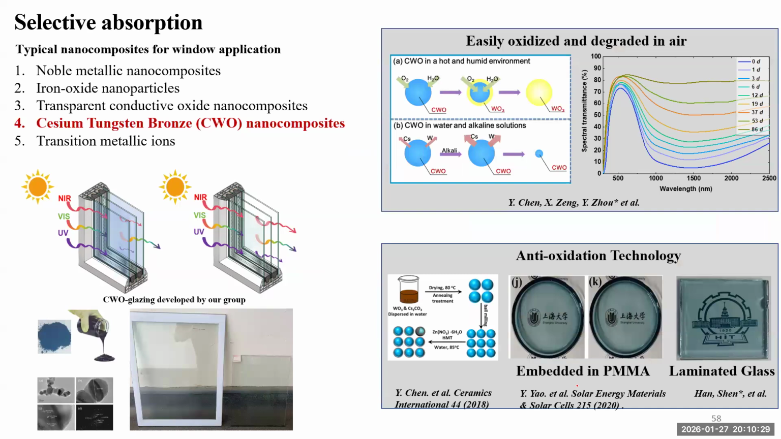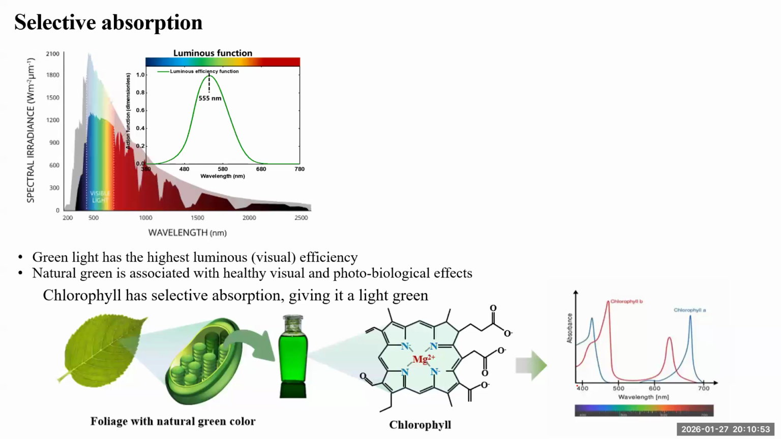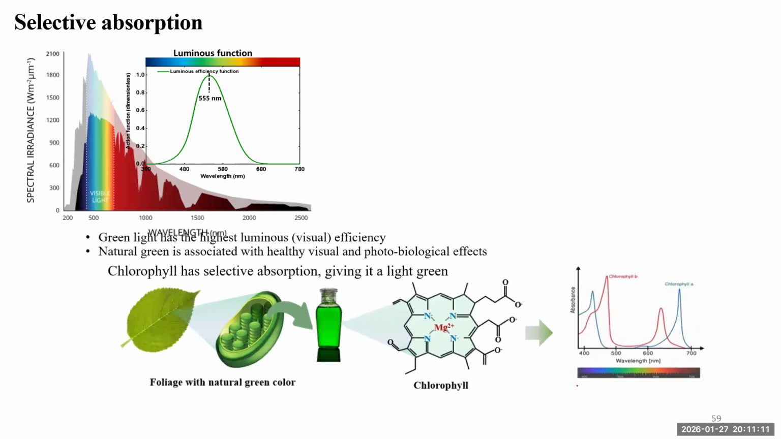Later, there are many researchers working in this field, including anti-oxidation technology, etc. So this is the work. And there are other strategies like transition metallic ions to absorb the solar spectrum for building energy efficiency. Even in my research group, we newly got chlorophyll, which also has a selective absorption. So this is our research work.